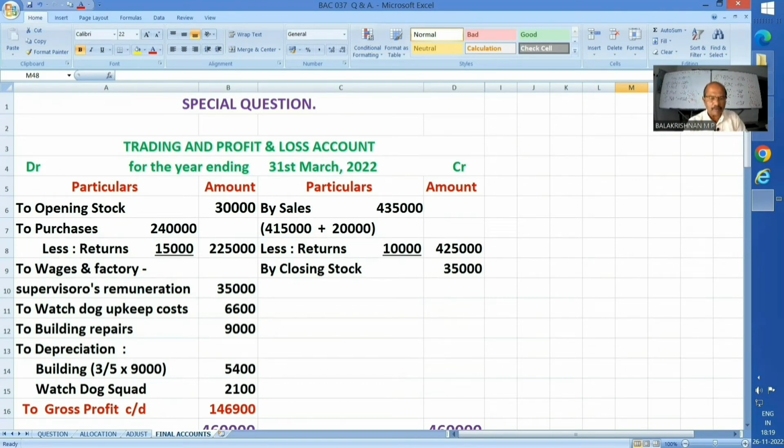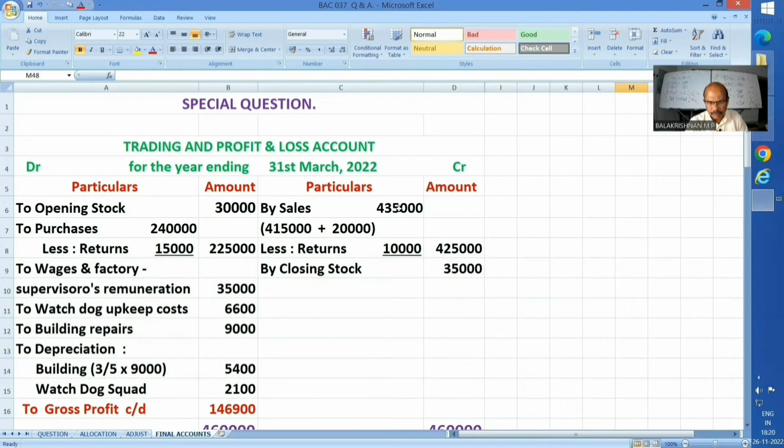Let us now draw the final accounts. First, the trading and profit and loss account. Trading section: opening stock, given amount; purchases less returns; wages and factory supervisors' remuneration, direct expense; upkeep costs, direct expense; building repairs to the extent of direct expense; depreciation, all already explained while explaining the adjustment section. Fine.